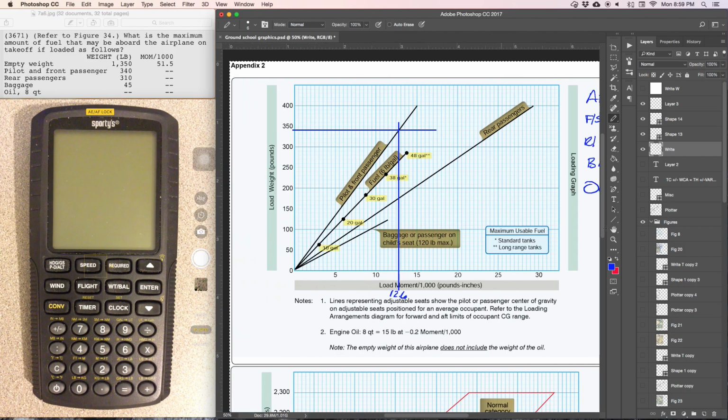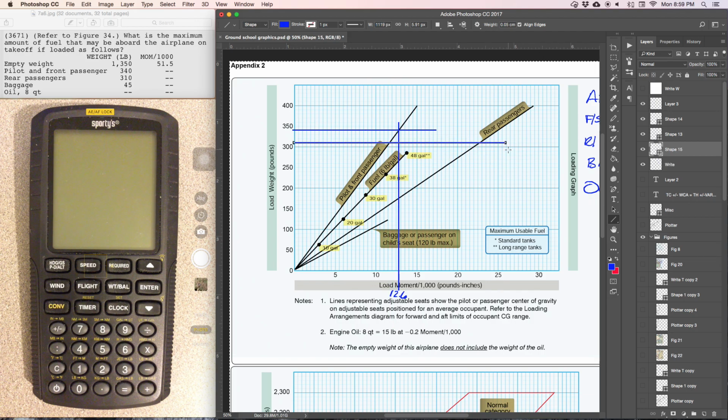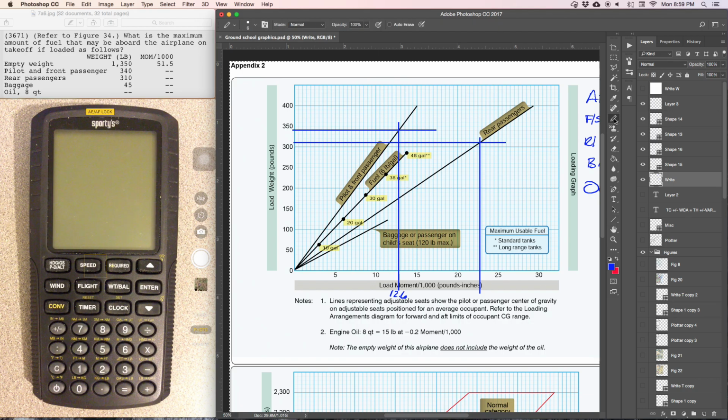Rear seat, 310 pounds. So 310, where they intersect, and that's going to be 22.5, about 22.6.